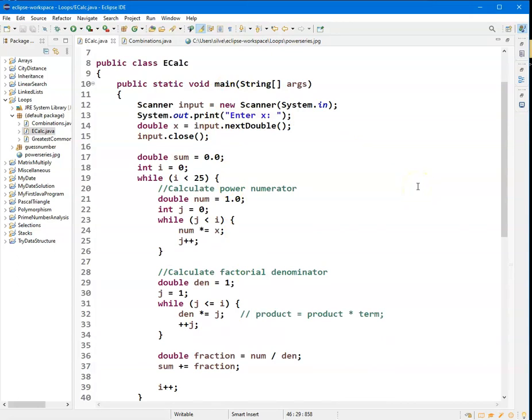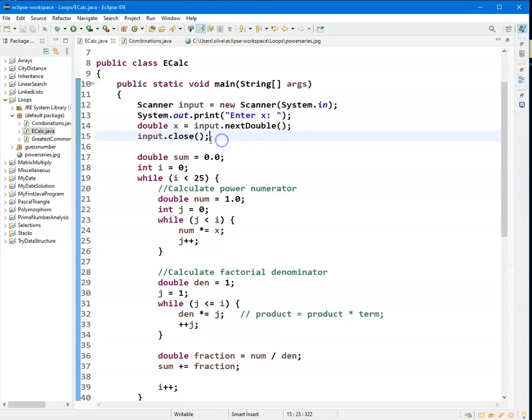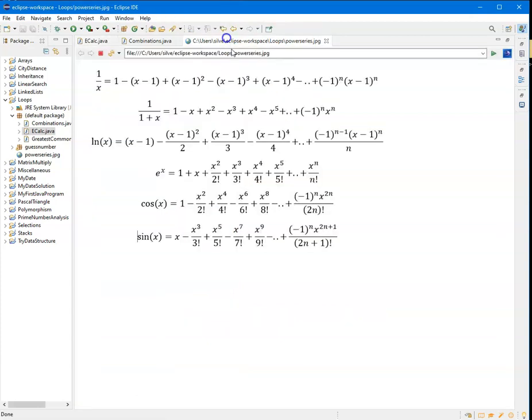So, I want to calculate e to the x. I need to enter x. That's all. We beat that to death. We prompt, we read a double, x. Now what I'm going to do is pick 25 terms. I want to generate 25 of these terms.